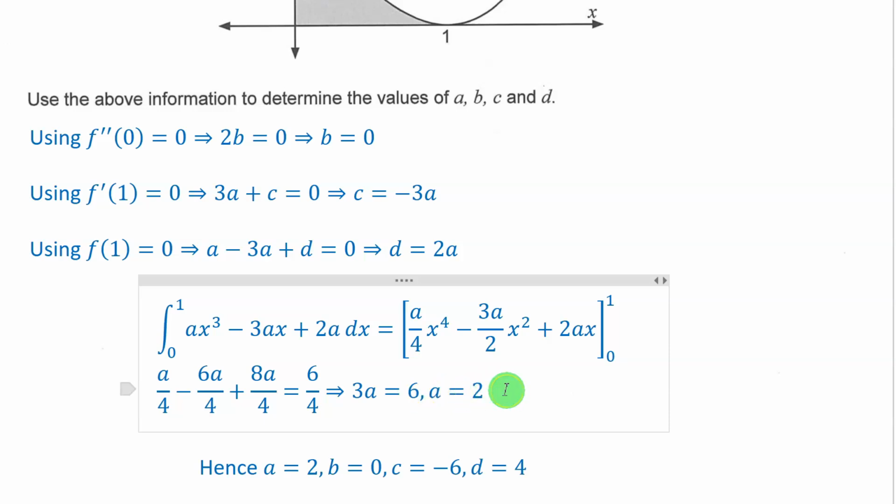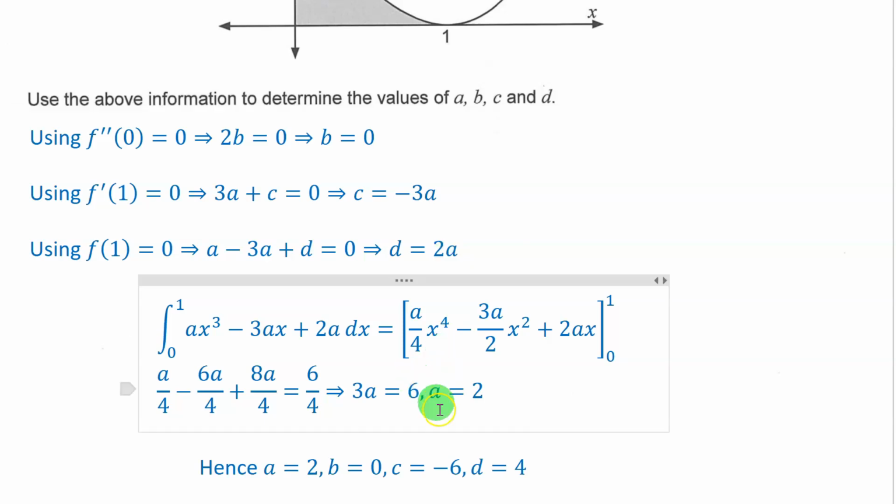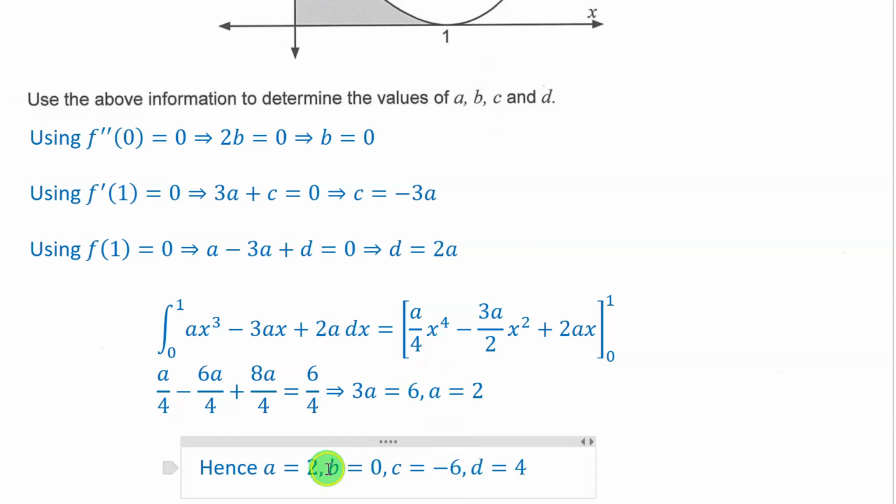And once we know that a is 2, we can use the fact that c is negative 3a, so c must be negative 6. d is equal to 2a, so that means d must be 4. We already worked out that b is 0 and a is 2. So a nice 7 marks, and I'm sure the students would have gone pretty well on this one.